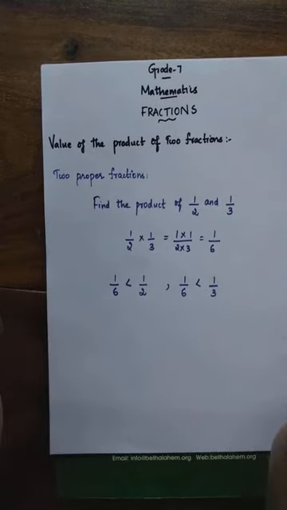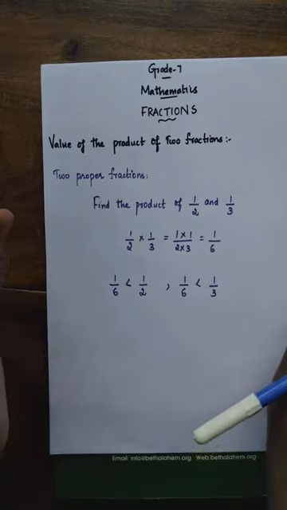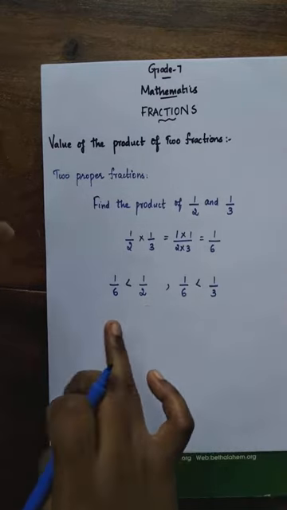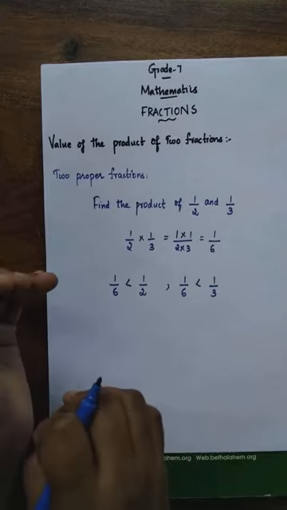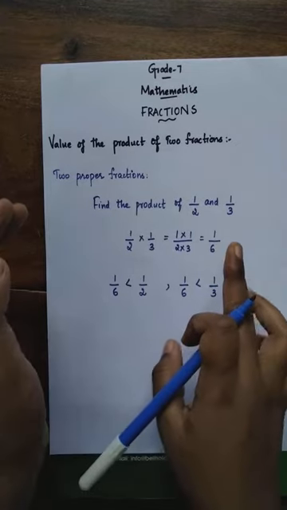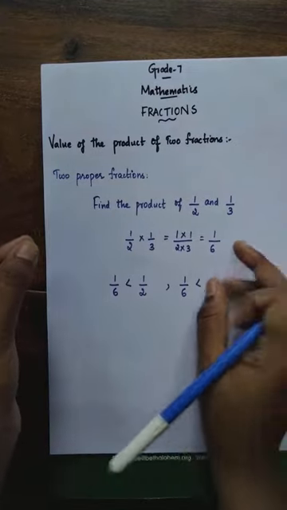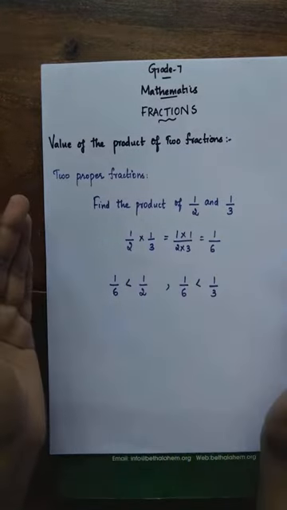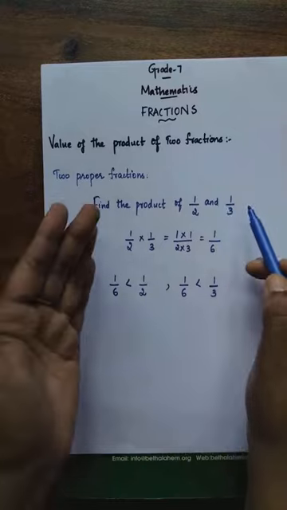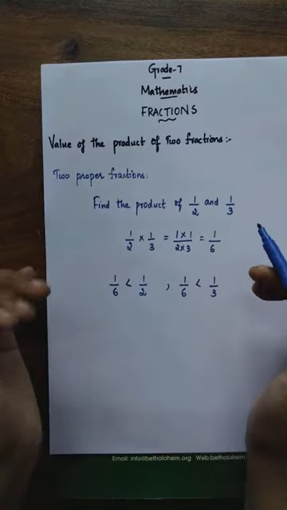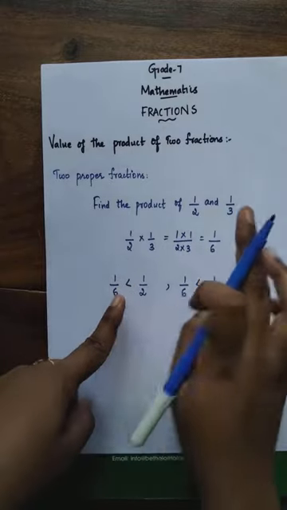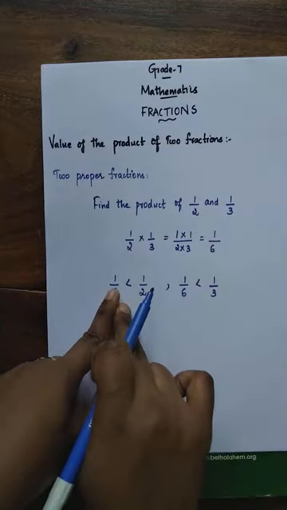So from this we can say when two proper fractions are multiplied, the product is less than each of the fractions. First we took two proper fractions, 1 by 2 and 1 by 3. We multiplied them and got the product 1 by 6. Now check with the given fractions; 1 by 6 is the product value.